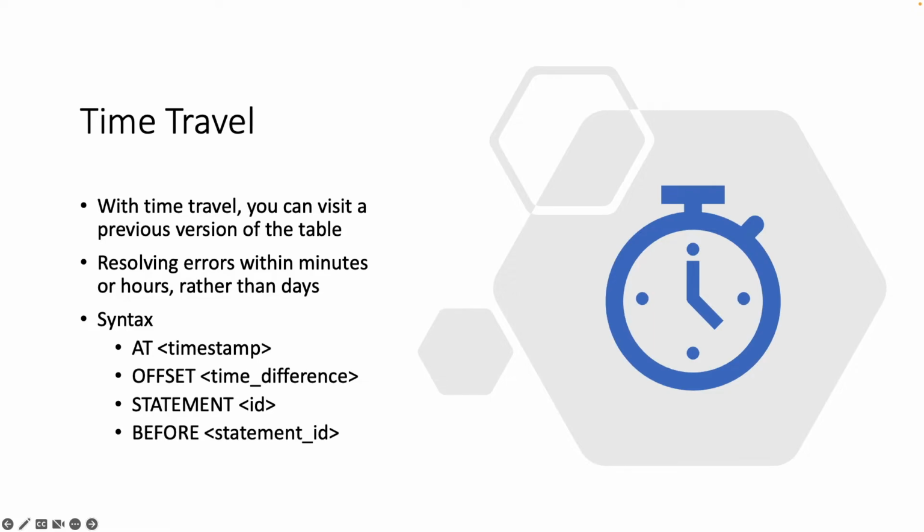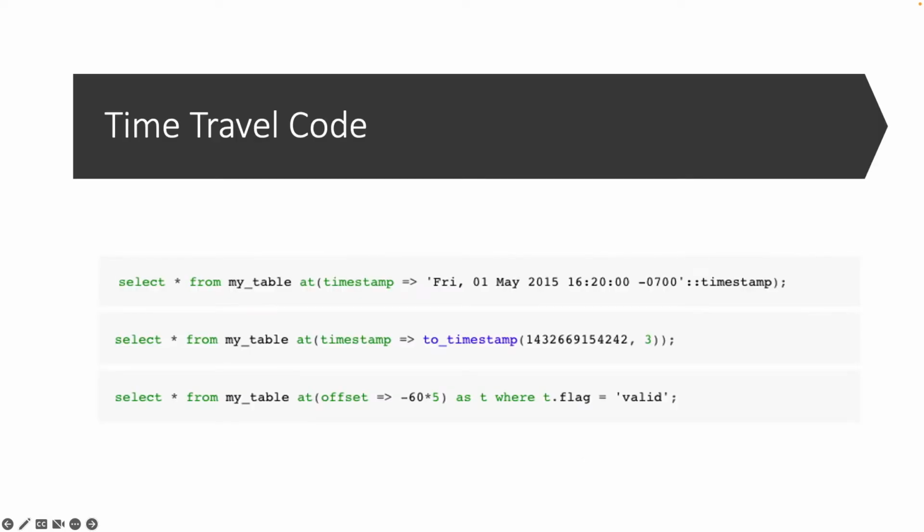You could specify, if you want to restore a database, you could say at a specific time. You could use offset, which is what takes the current time and either adds or subtracts from it. So if you want to see the state 5 hours ago, you could do that. You could also use time travel with a specific statement, a specific query you wrote in the past, or before that statement. So if you want to see not the result of that statement, but the state before that statement. So without further ado, let's look at some code here.